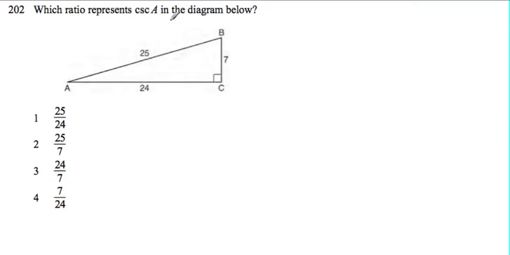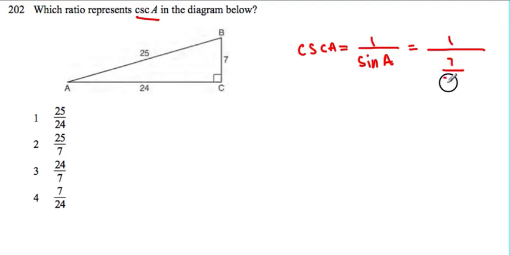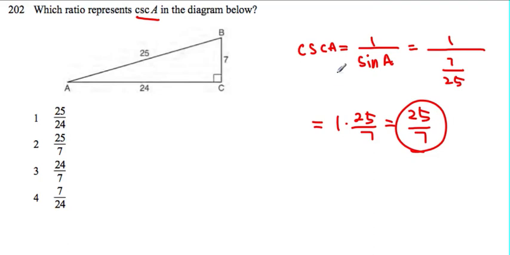Let's look at number 2 here. Cosecant A. You see, cosecant A is in fact the reciprocal of the sine. So we have to memorize that. Then what is sine? Sine is the opposite over hypotenuse. So this in fact becomes 1 over, our sine would have been opposite, which is 7, over hypotenuse, which is 25. But whenever we divide by a fraction, it is the same thing as multiplication by its reciprocal, which is 25 over 7. So our answer is 25 over 7 for cosecant of angle A, which is choice 2.